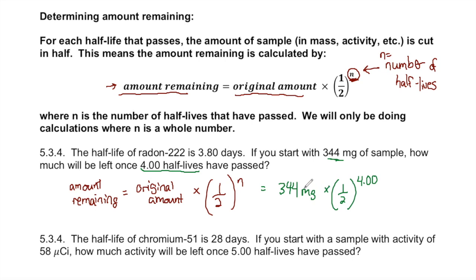So we're going to multiply 344 by 1/2 raised to the 4th power, or you can just do this 4 times, depending on how comfortable you are with either way. So if you want to put 1/2 raised to the 4th power into your calculator, you can do that. If you want to write it out 4 times, you can do that. And so you're just dividing this by 2 4 times, and that gives us 21.5 milligrams remaining after 4 half-lives.